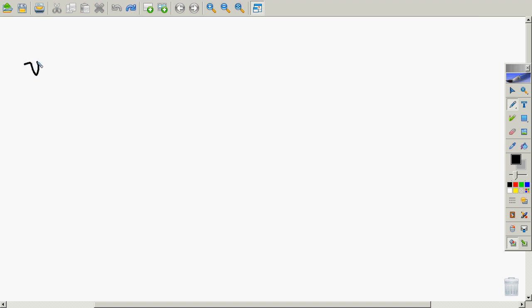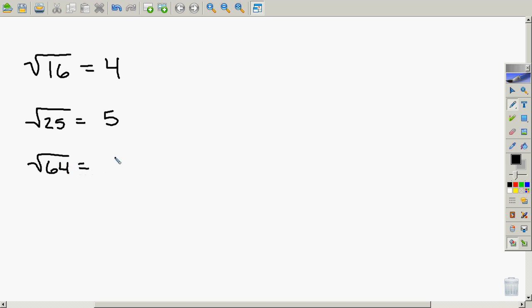So if I took the square root of 16, we know that the square root of 16 means what times itself equals 16, which is 4. And there's a few other what are called perfect squares. 16 is one of them. The square root, let's say, of 25. What times itself is 25, which is 5. The square root of 64 obviously would be 8.